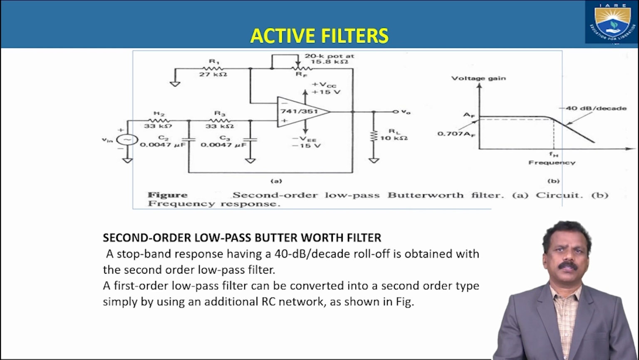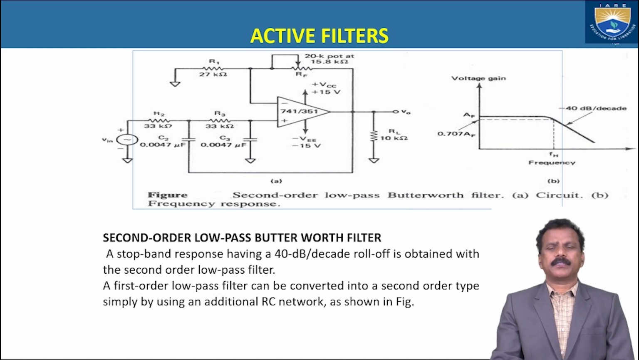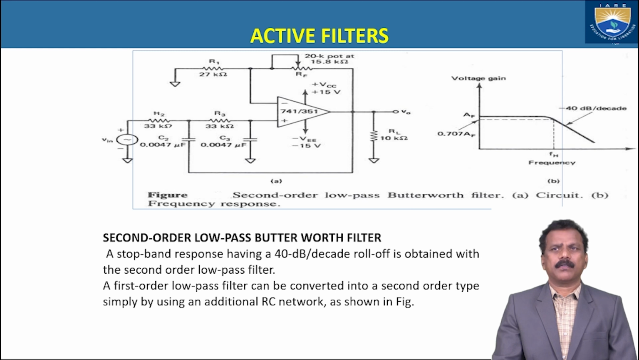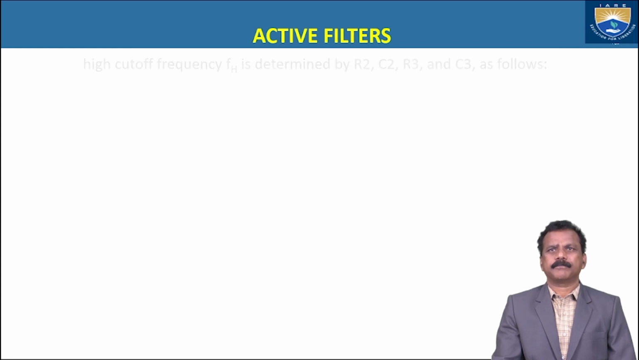With reference to this circuit diagram, the second order low pass Butterworth filter is drawn as per the circuit. A stop band response having 40 decibels per decade roll off is obtained with the second order low pass filter. Due to this simple circuit diagram, a first order low pass filter can be converted into a second order type simply by using an additional R and C, as per the circuit diagram.